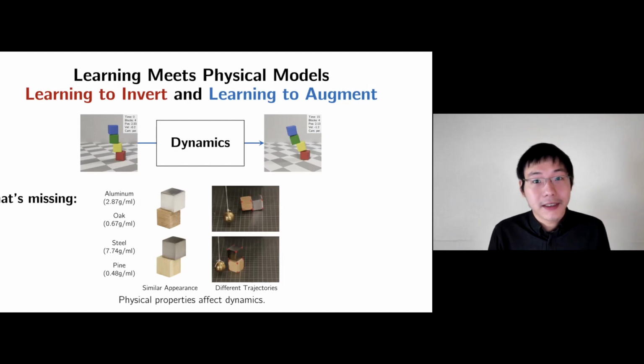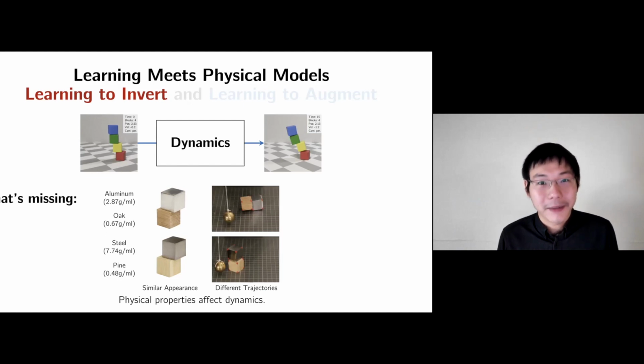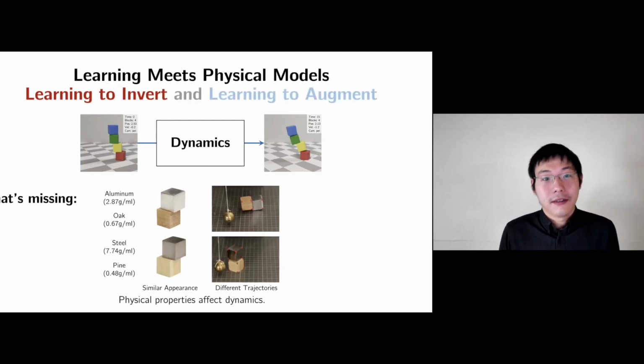And this is something that's extremely hard to tell from a single image by inverting graphics, because the appearance can be really similar. So this shows we might want to not only invert the graphics engine, but also to invert a dynamics model, to understand not only object geometry, but also object physical properties. What else is missing?